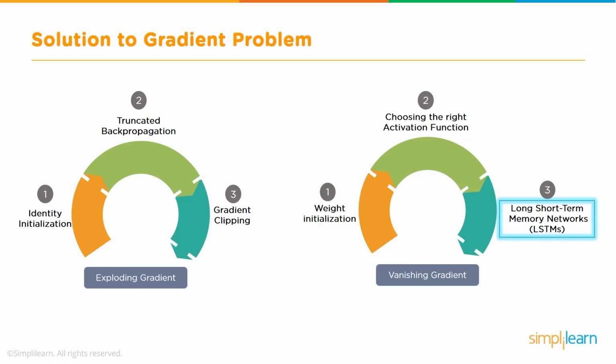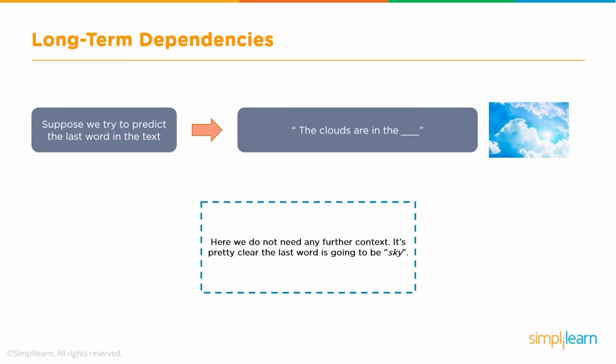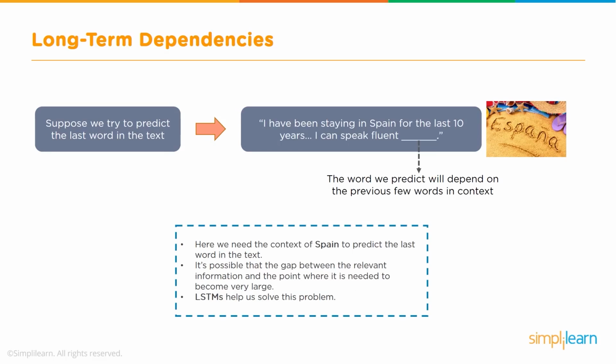And one of the most common problems in today's setup is what they call long-term dependencies. Suppose we try to predict the last word in the text. The clouds are in the, and you probably said sky. Here we do not need any further context. It's pretty clear that the last word is going to be sky. Suppose we try to predict the last word in the text. I have been staying in Spain for the last 10 years. I can speak fluent, maybe you said Portuguese or French. No, you probably said Spanish. The word we predict will depend on the previous few words in context. Here we need the context of Spain to predict the last word in the text. It's possible that the gap between the relevant information and the point where it is needed becomes very large. LSTMs help us solve this problem.